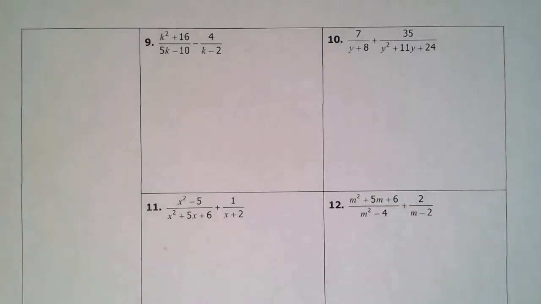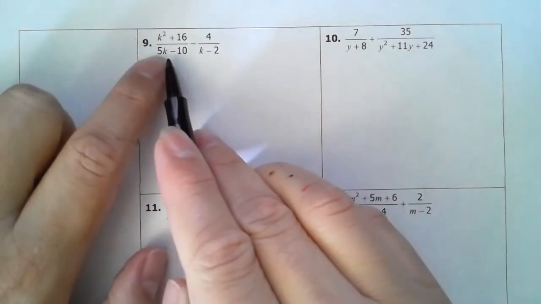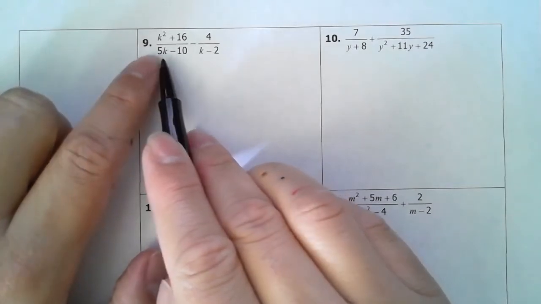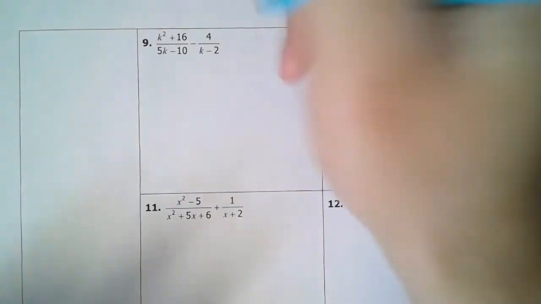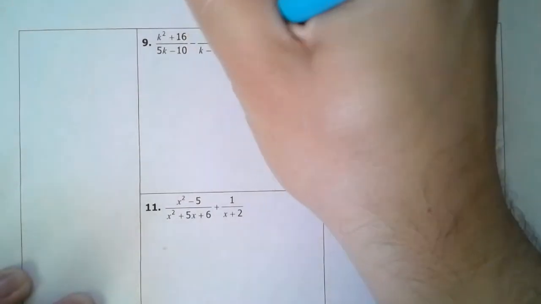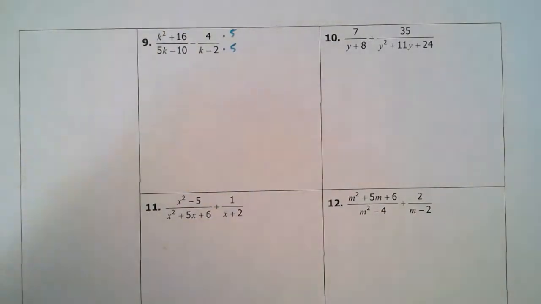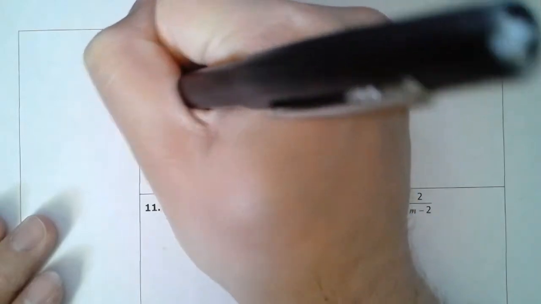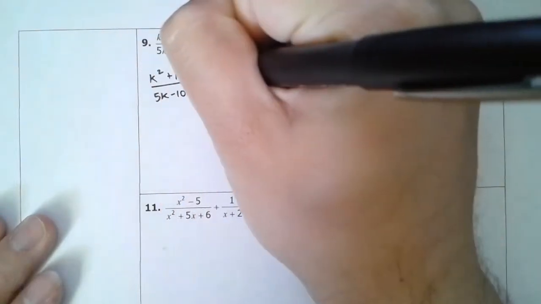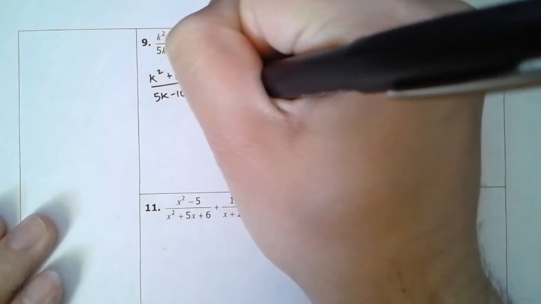Now we have a binomial in the bottom, but it works the same way. Okay, just have to think, what can I multiply, whether it's just one or both, to get the same thing? This one here, okay, 5k minus 10. You can factor out a 5, right? So it's really k minus 2. Here's k minus 2. So then that means you can multiply this one by 5 to get that same denominator. So you're going to get k squared plus 16 over 5k minus 10 minus 20 over 5k minus 10.